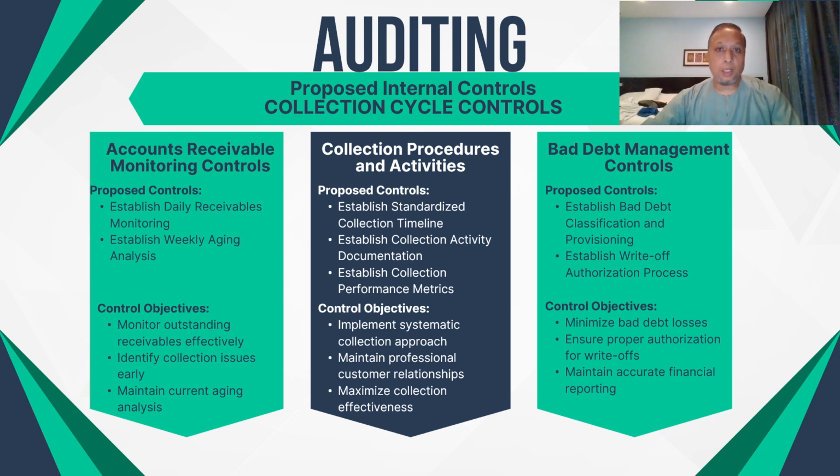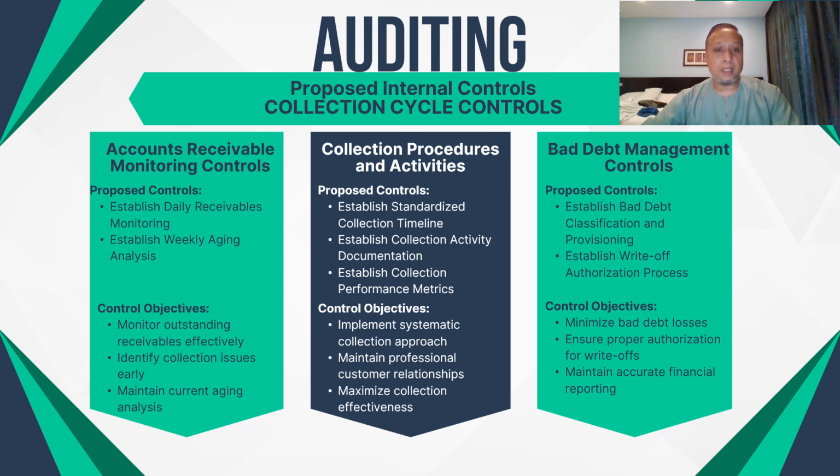And now we go for the proposed internal controls for collection cycle controls. Accounts receivable monitoring controls. The proposed controls are: 1. Establish daily receivables monitoring. And 2. Establish weekly aging analysis. The control objectives for accounts receivable monitoring controls are: 1. Monitor outstanding receivables effectively. Number 2. Identify collection issues early. And number 3.